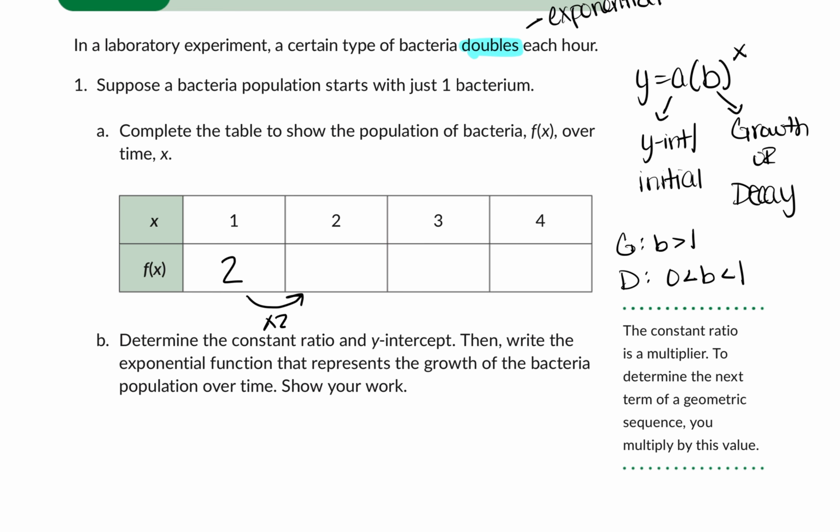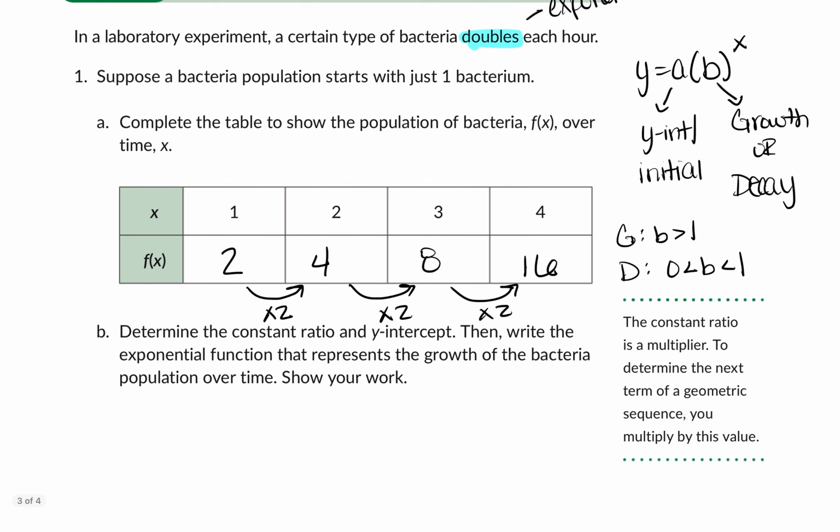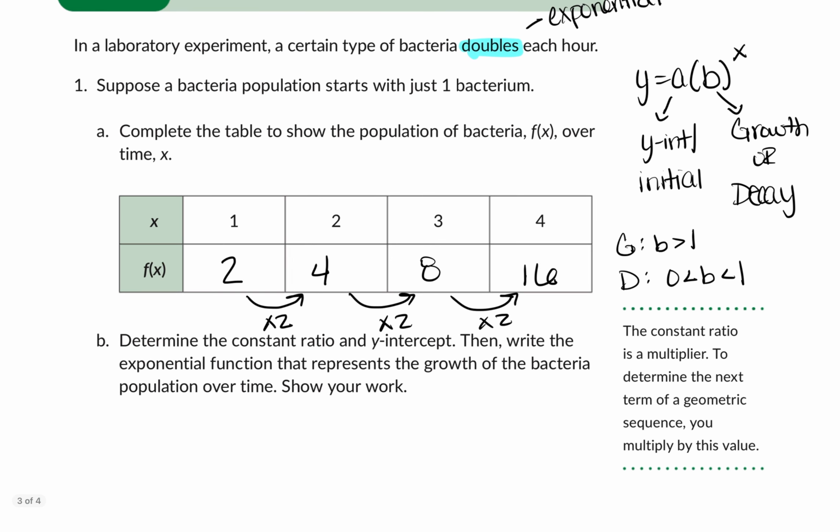And then I'm going to times 2, which is 4. Then I'm going to times 2, 8. And then times 2, which is 16. Well, I need to find what it's going to be when x is 0, because that would be my y-intercept.